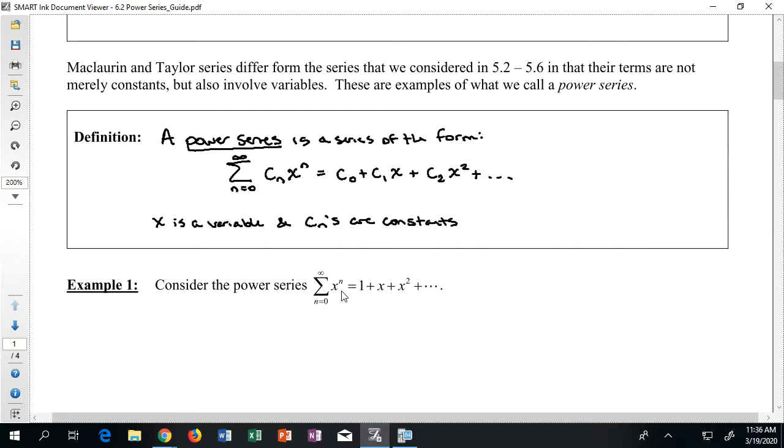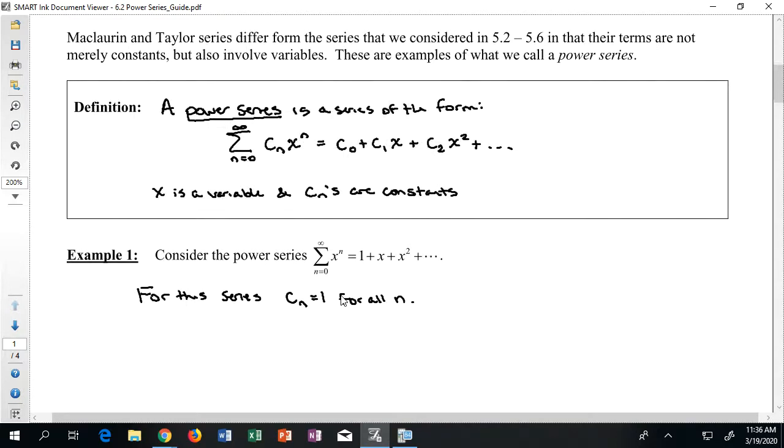Okay, so I'll even write this. For this series, c sub n is equal to 1 for all n. And I can easily imagine that this, if it's like a super long polynomial thing, operates like a function, but it also kind of operates like a series. So one thing that I might notice here is that this is actually a very special type of series. I can see the following.